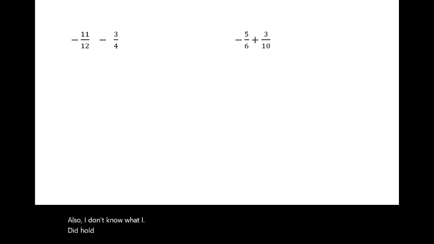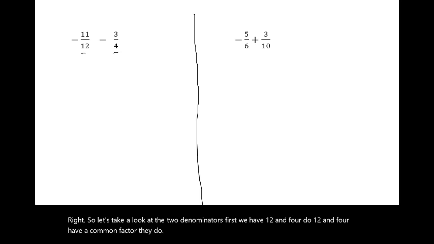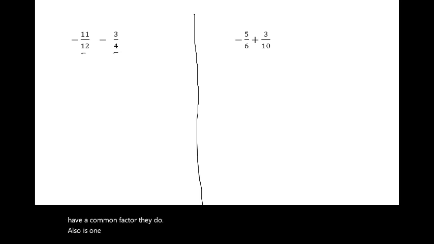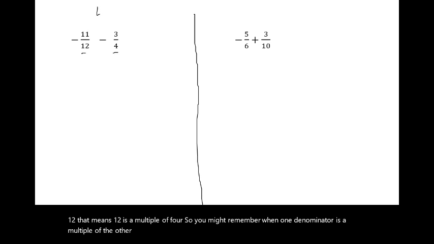All right, so let's take a look at the two denominators first. We have 12 and 4. Do 12 and 4 have a common factor? They do. Also, is one denominator a multiple of another? Does 4 go into 12? It does. So since 4 goes into 12, that means 12 is a multiple of 4. So you might remember when one denominator is a multiple of the other, the lowest common denominator is going to be the larger of the two. So the lowest common denominator is going to end up being 12.